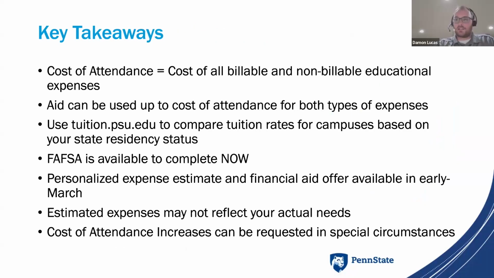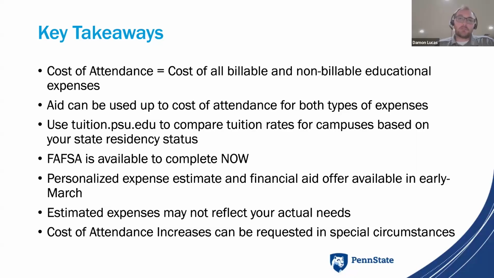So here are our key takeaways from this section. Cost of attendance equals the cost of all billable and non-billable educational expenses. Again, billable are the ones we bill you: your tuition, and if you're living on campus, meals and housing. If you're living off campus, that's a non-billable expense.